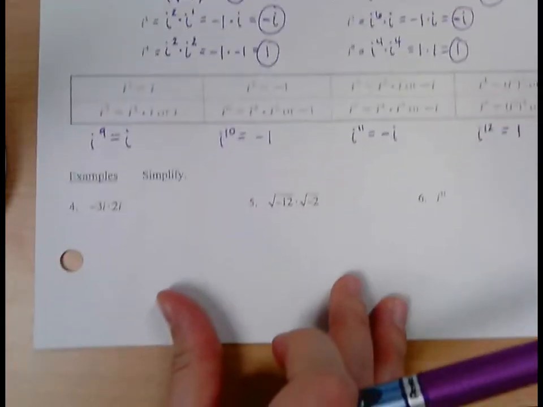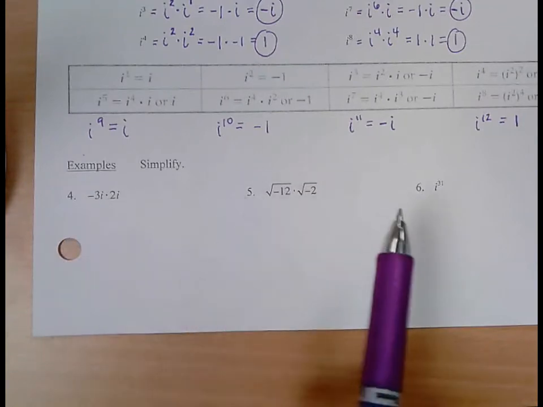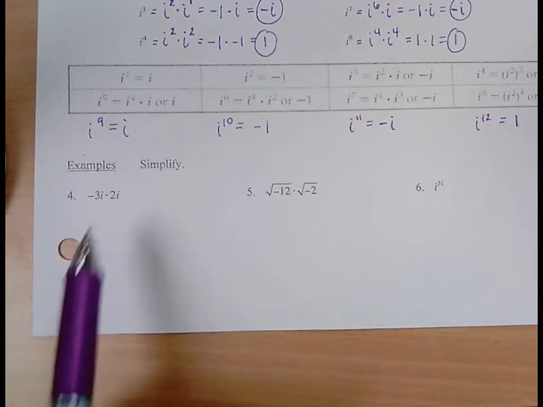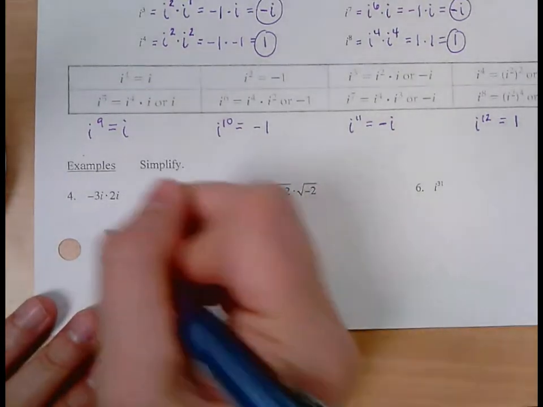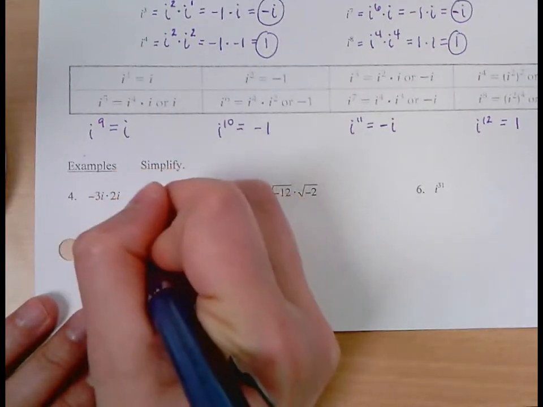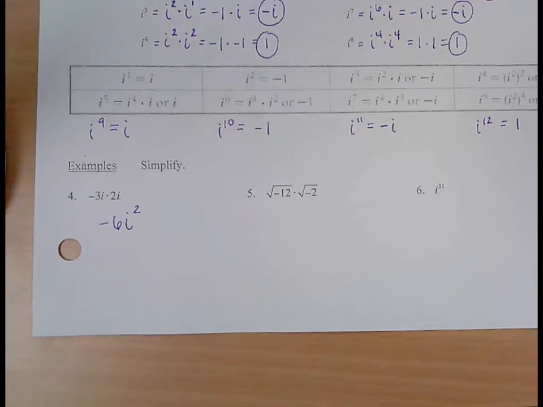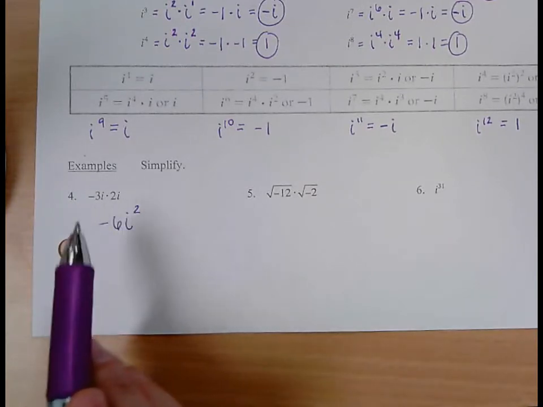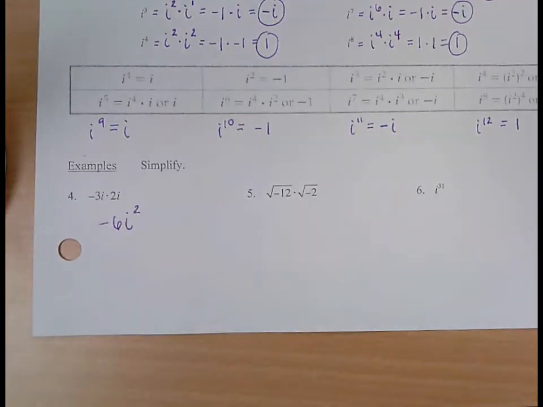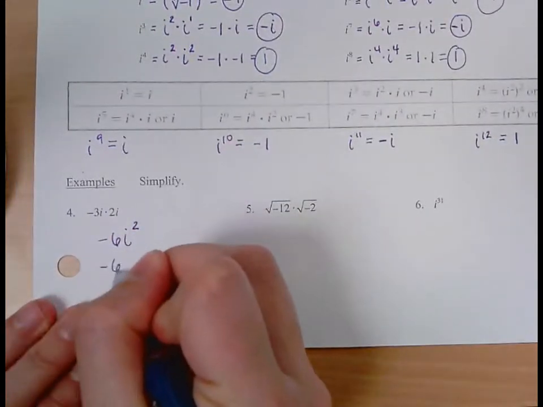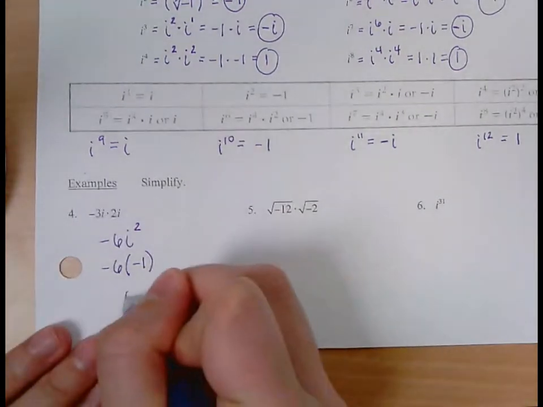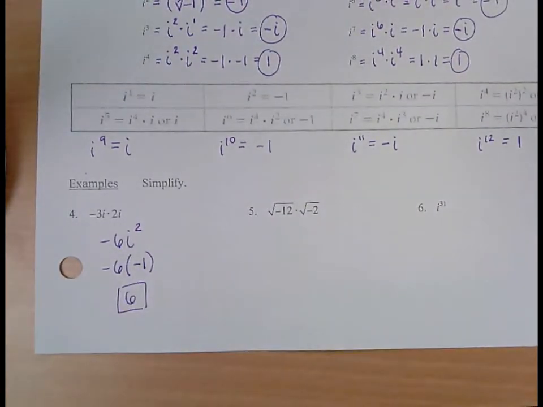So if we look at example 4, we have 3 different expressions for 4, 5, and 6. But example 4, we have -3i times 2i. When you're multiplying these, you multiply them just like you normally would multiply terms together. We can multiply the -3 and the 2. That's -6. And then i times i is i squared. So we get -6i squared. You cannot leave your answer this way because i squared can be simplified. i squared is equal to -1. So this is really -6 times -1, which is +6. So that final answer is a real number. It's +6.